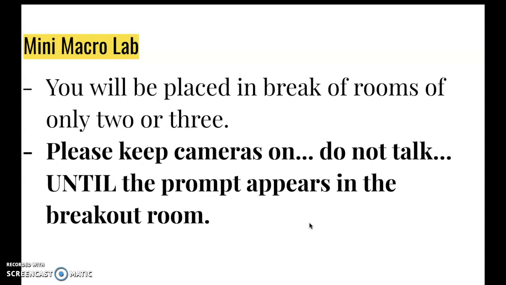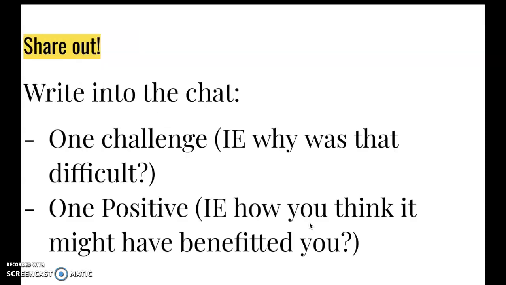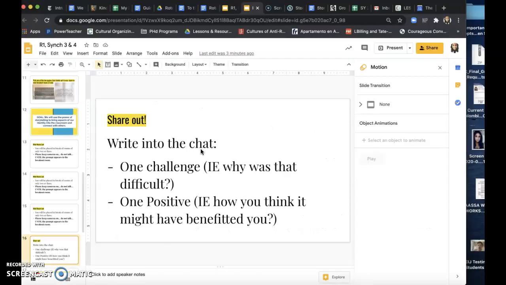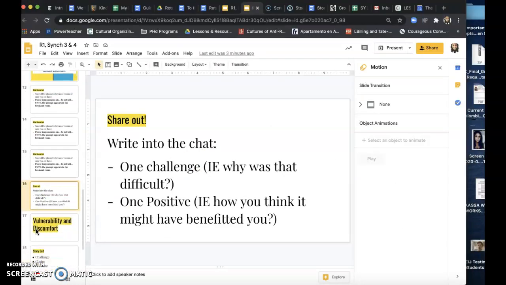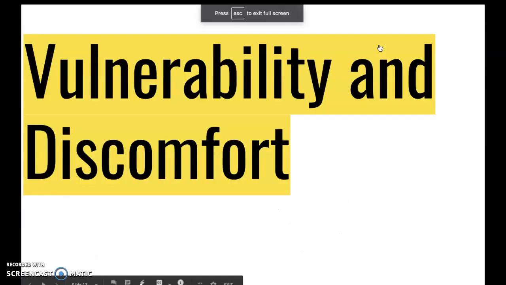And then you're going to bring them back and say, okay, really quick, folks, just think about what just happened. I didn't give you a lot of directions other than to be in the room, to not talk, until you got a prompt. What was challenging about that, and maybe what do you think is one positive about it, if you can name one? Read out some of the things that are in the chat that maybe some of the kids write. And then you would go on to the next slide, which is just the terms vulnerability and discomfort.